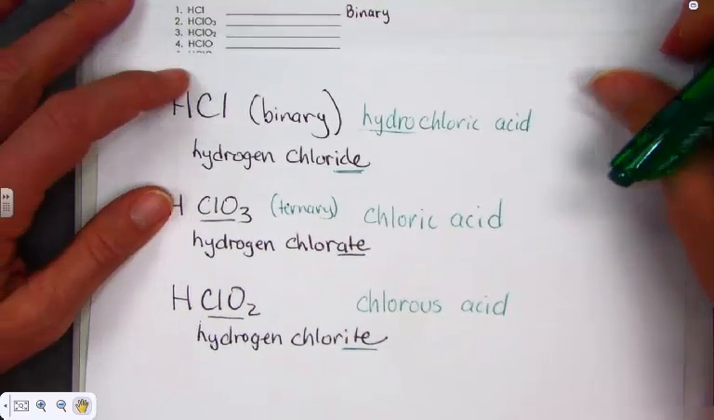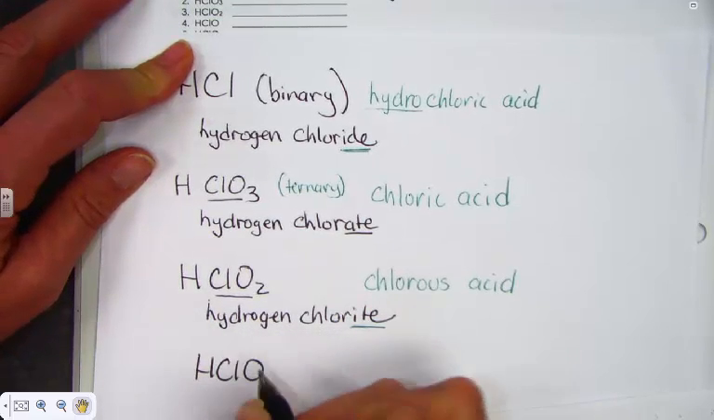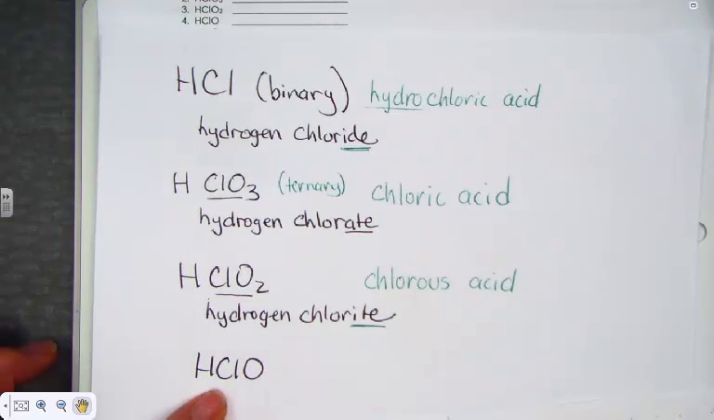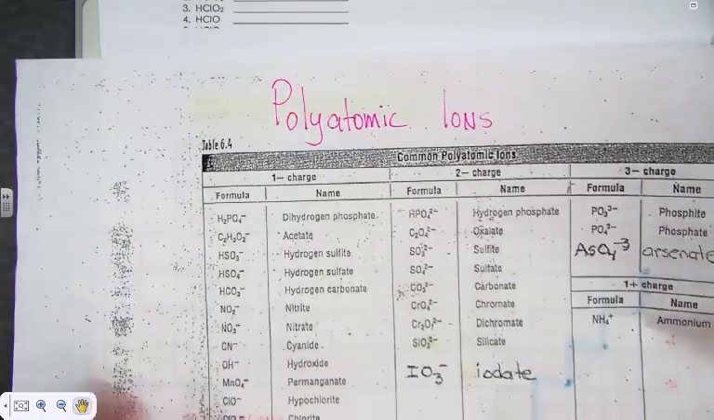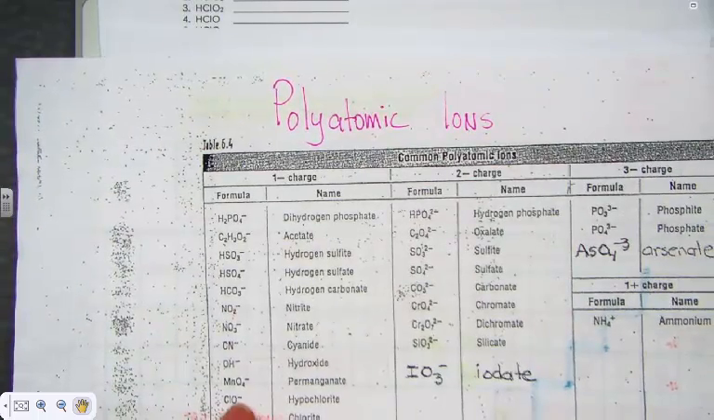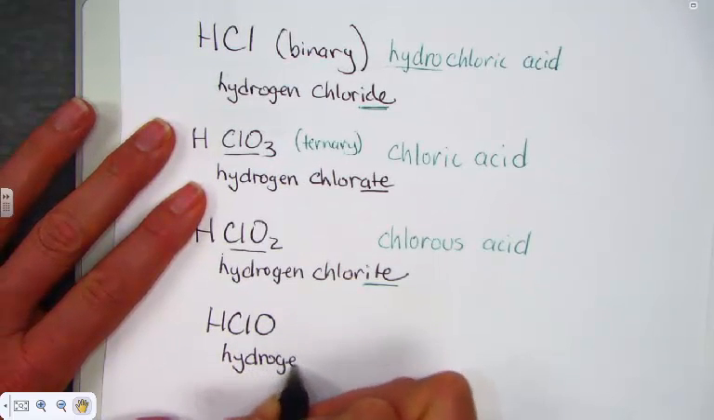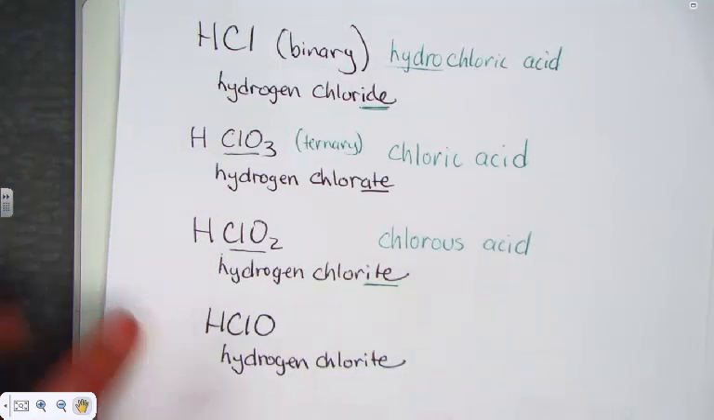Let's continue the trend with HClO. Number 4, HClO starts with an H, so I know it's an acid. I know it's a ternary acid, so it must contain a polyatomic ion. Let's find the polyatomic ion whose formula is ClO. And here it is. ClO -1 is called hypochlorite. Here the ite ending, hypochlorite. So we would have named this hydrogen hypochlorite. But now let's name it as an acid.